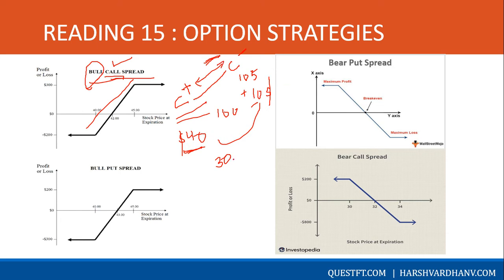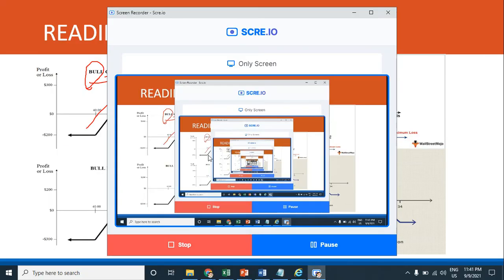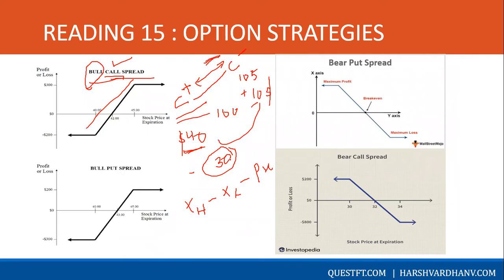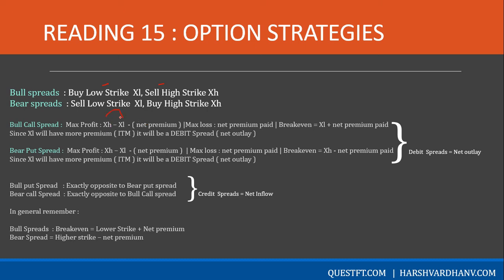But you have also paid some premium. You have paid $30 as the premium to enter into this position. So that will get deducted from your maximum profit. So your maximum profit will be the higher strike price minus the lower strike price, minus the premium. That's what is written over here: high strike price minus lower strike price minus the net premium.